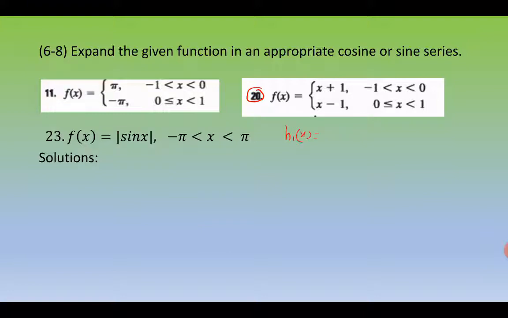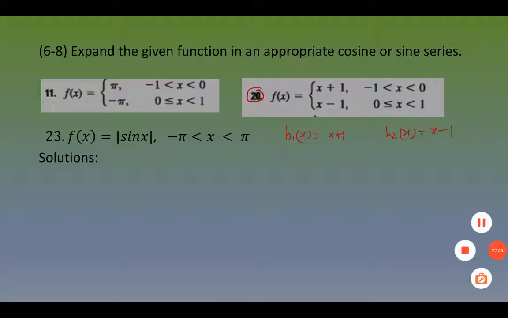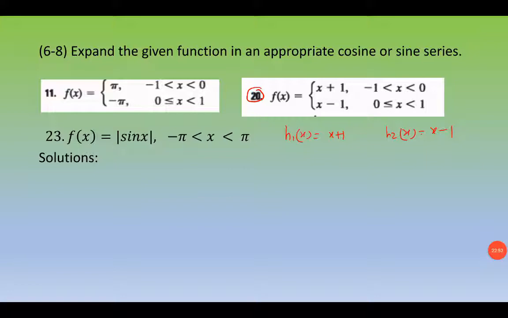First part h1 of x is x plus 1, h2 of x is x minus 1, isn't it? h1 of negative x is negative x plus 1, which when you take negative outside will be x minus 1, which is negative h2 of x. Therefore this given function is an odd function. Therefore a0 and an will be 0.